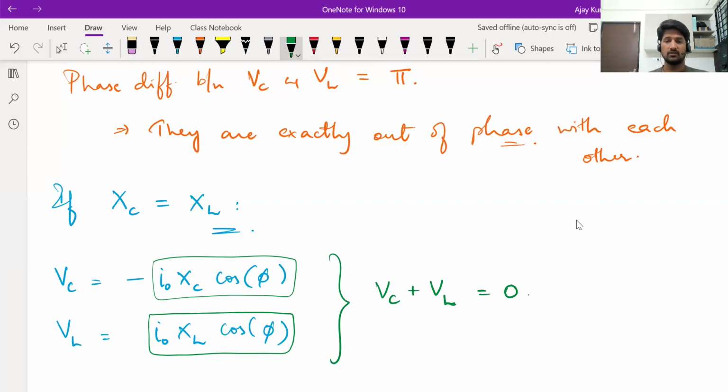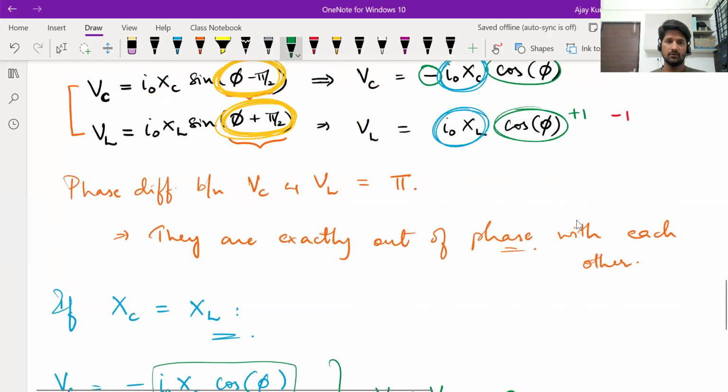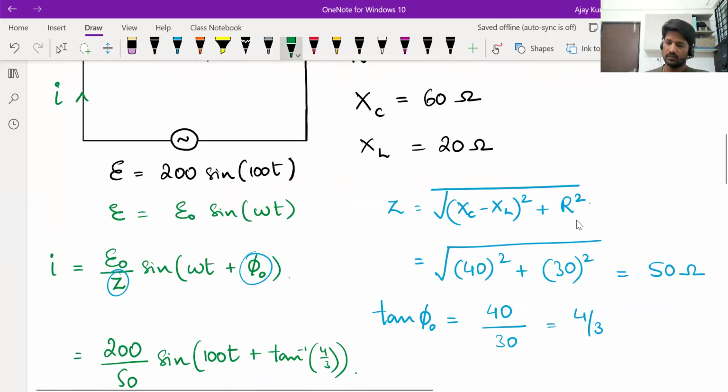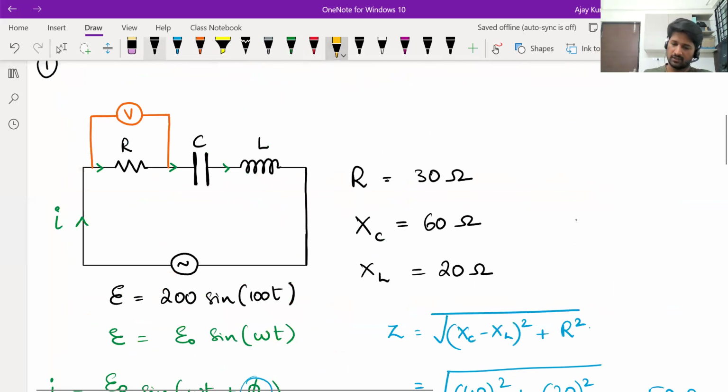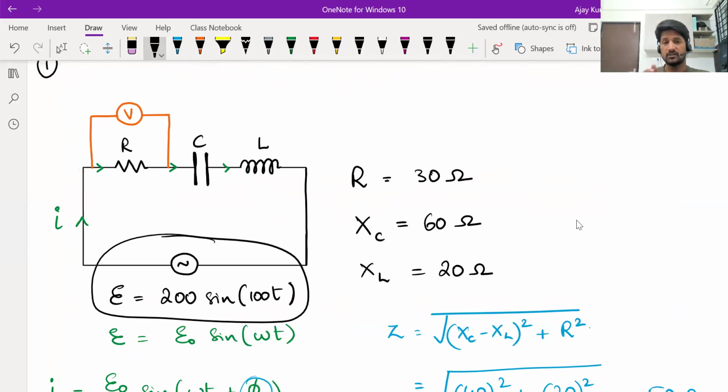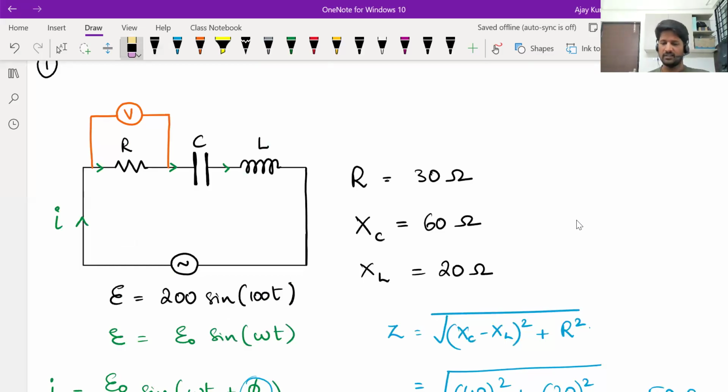If the sum of voltage across the capacitor and inductor becomes 0, that means all the voltage you are supplying, this alternating voltage that is there, would be going directly to the resistor. If XC is equal to XL, the voltage across the capacitor will be exactly the negative of the voltage across the inductor. So the sum will get cancelled. That means all the voltage applied is directly given to the resistance. Okay, still, why is that interesting?